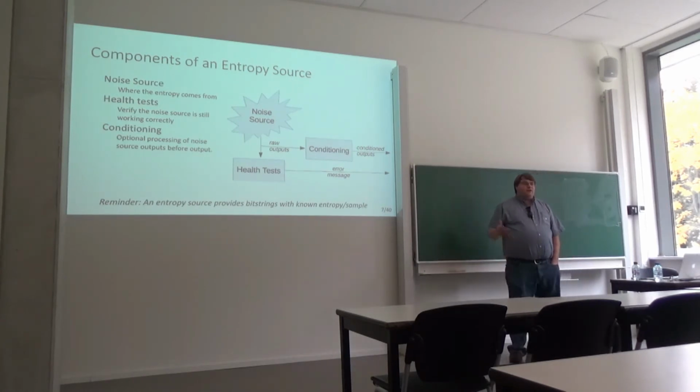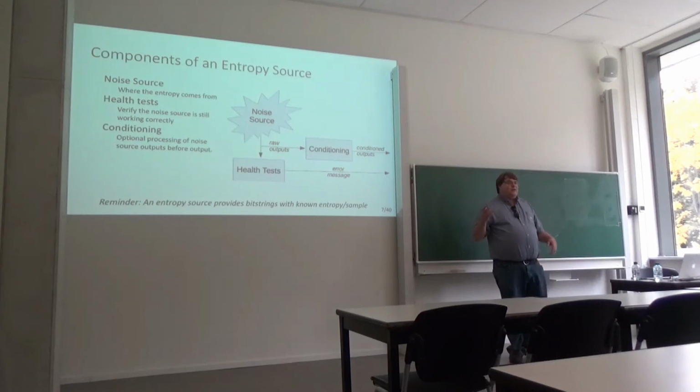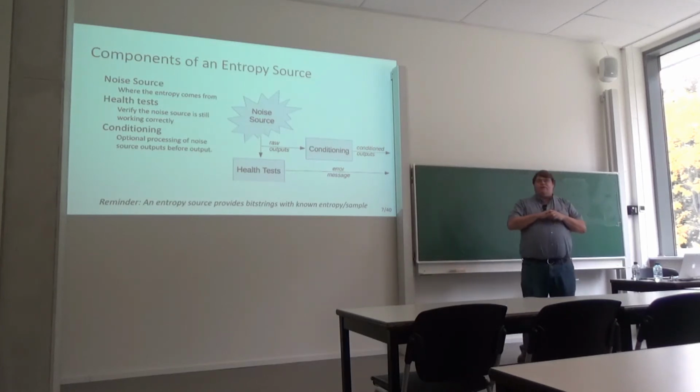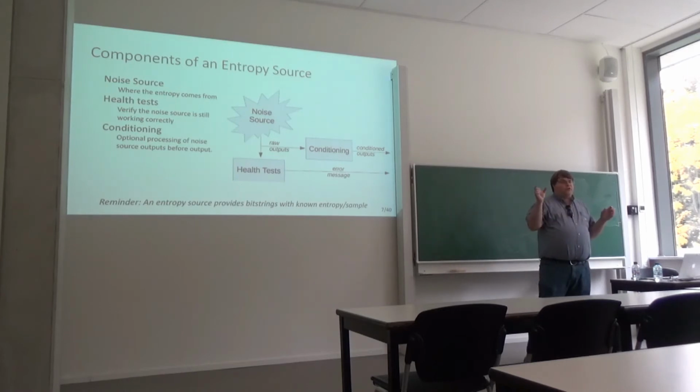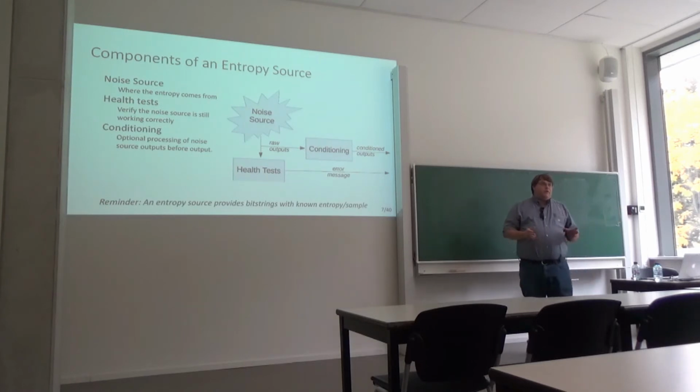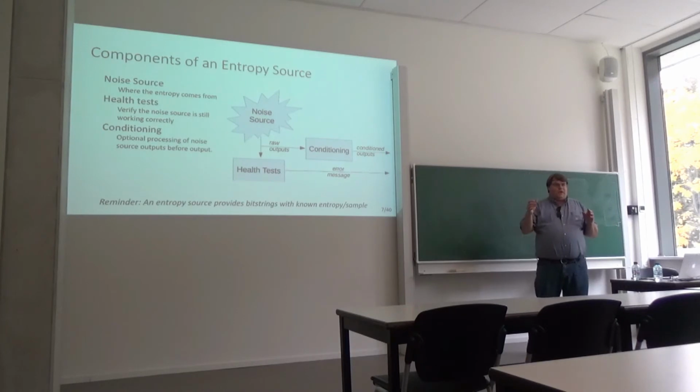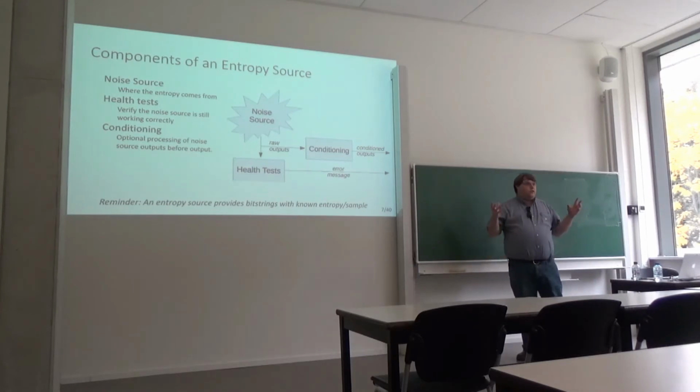So we say an entropy source is something that contains a noise source, but it also is doing health testing, maybe conditioning, and it's giving us outputs with a known fixed amount of entropy per output. So an entropy source comes with labels on it that say, here are 128 bits and it has 10 bits of entropy, and I've done some testing. And a noise source is just the underlying unpredictable thing.